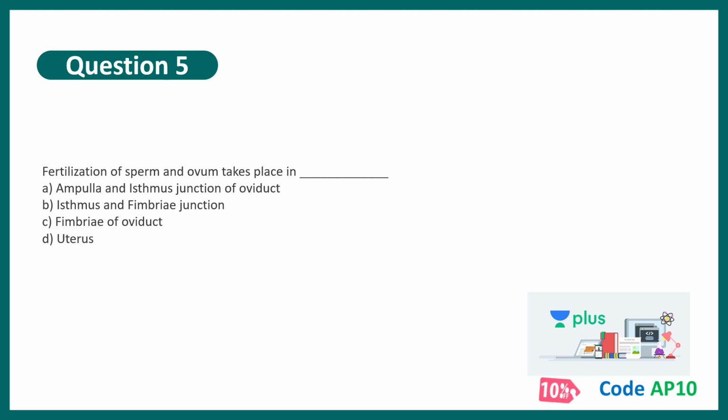Question number 5. This is from the developmental biology part, which is again a new addition. If you want to learn more about developmental biology, which was not previously there in IIT JAM, I'm taking new classes. These are free to all. These are special classes. You can get all the links in the description, so you can watch those and revise quickly. Fertilization of sperm and ovum takes place in: ampulla isthmus junction, isthmus and fimbria junction, fimbria and oviduct, or uterus. The correct answer would be ampulla isthmus junction.